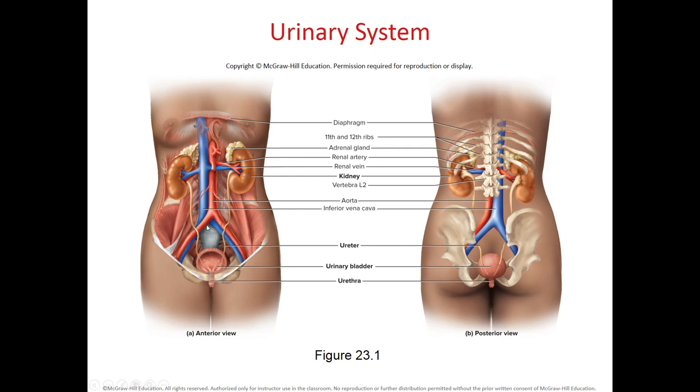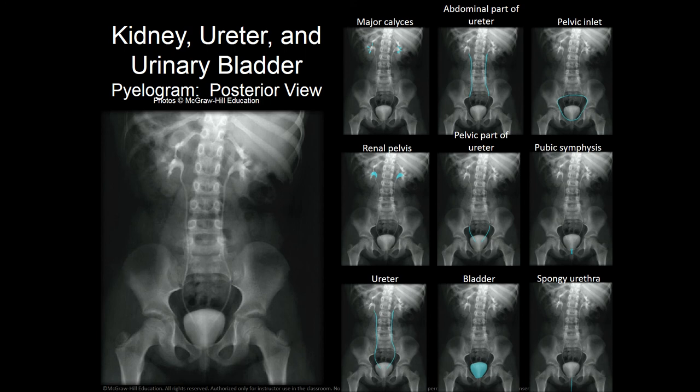So this is again to show you the connection between the organs that produce the urine, which are the kidneys, and the urinary bladder, the organ that stores the urine. The urine is transported into the urinary bladder to be stored by the ureters, and finally the urine is eliminated by the urethra. This is a pyelogram, or imaging view of the different parts of the urinary system. You can inject contrast material so you can see the ureters, the urinary bladder, the major calyces, and the renal pelvis.